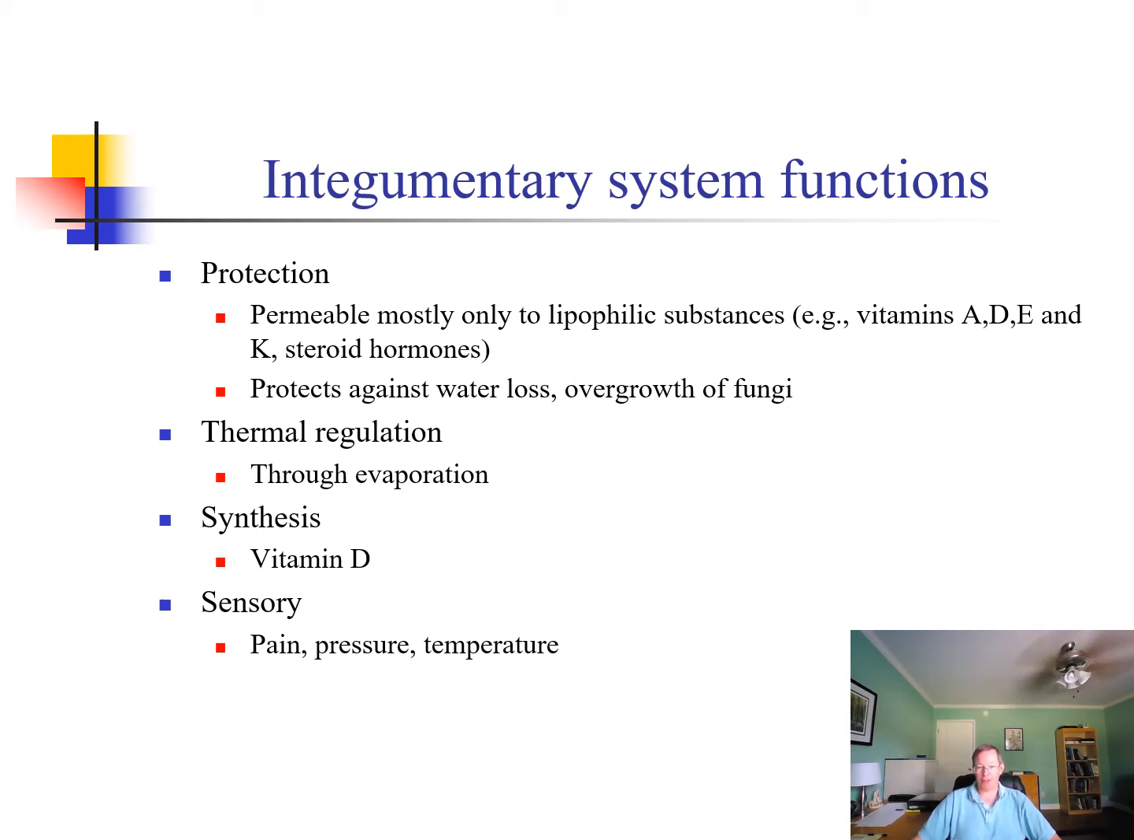Our skin protects us in other ways. We have the ability to sense our environment through our skin. Pain, pressure, and temperature are the typical ones that we talk about. And we have different densities of those sensors. For example, our hands have a much higher density than those on our back. We do make vitamin D through the action of our skin and sunlight. And we also have thermal regulation, primarily through evaporation, but other mechanisms that we'll talk about in a second.